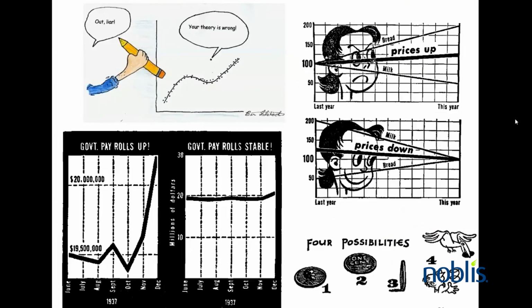But if you look at the image in the bottom left, how much the values on the y-axis determine what you see in this graph, right? So this is a 1937 graph. It's monthly data. We can see the government payrolls going up on the image on the left, in the bottom left of the screen. But the one right next to it shows that government payrolls are stable. But that depends on the values on the y-axis. If you change the y-axis, you'll get a different result.